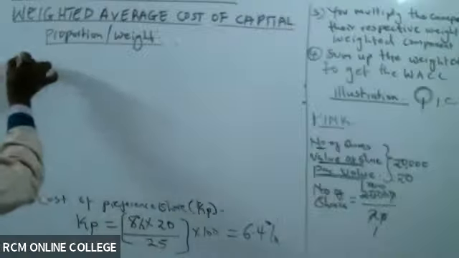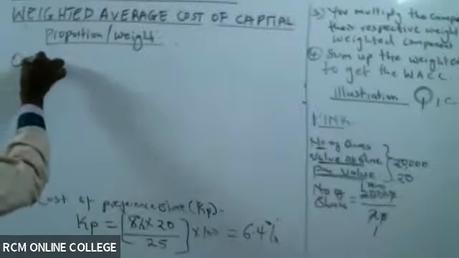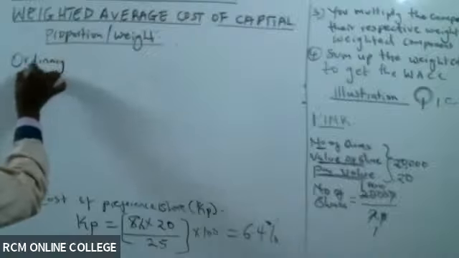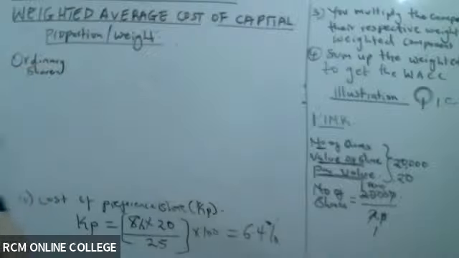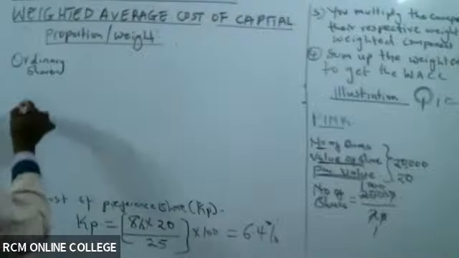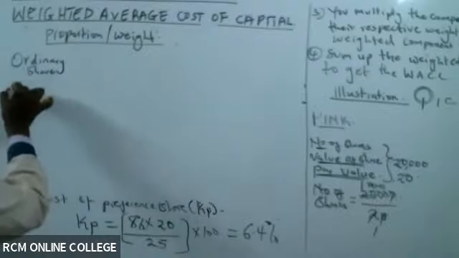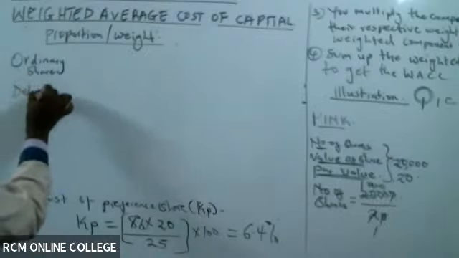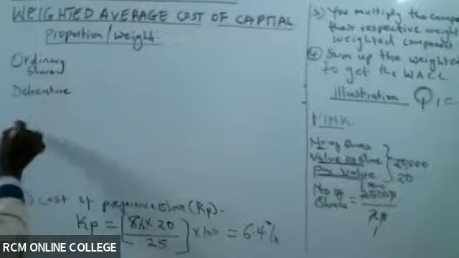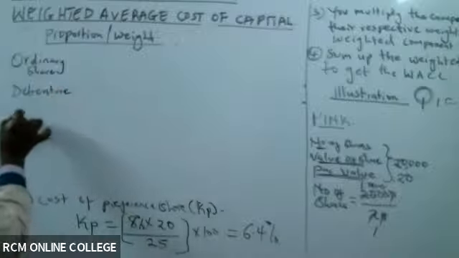So I have ordinary share here. Remember, I want to get the proportion. Ordinary share, and I have debts, debenture. I have debenture hapa. And the other one, what else do I have now here? I have preference share.